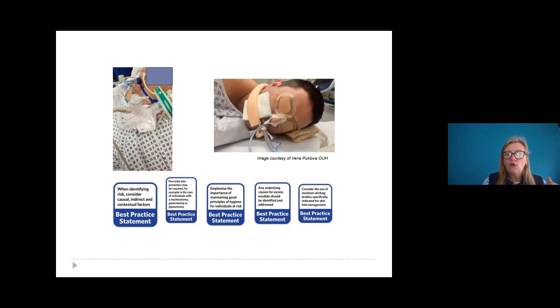And looking at what causes the excess exudate, and thinking about the products that we're using to manage them and how that moves the fluid away. We don't want to be using products that hold the liquid next to the skin. Where possible, we should be using products that wick it into the dressing and hold it there and lock it away from the skin.